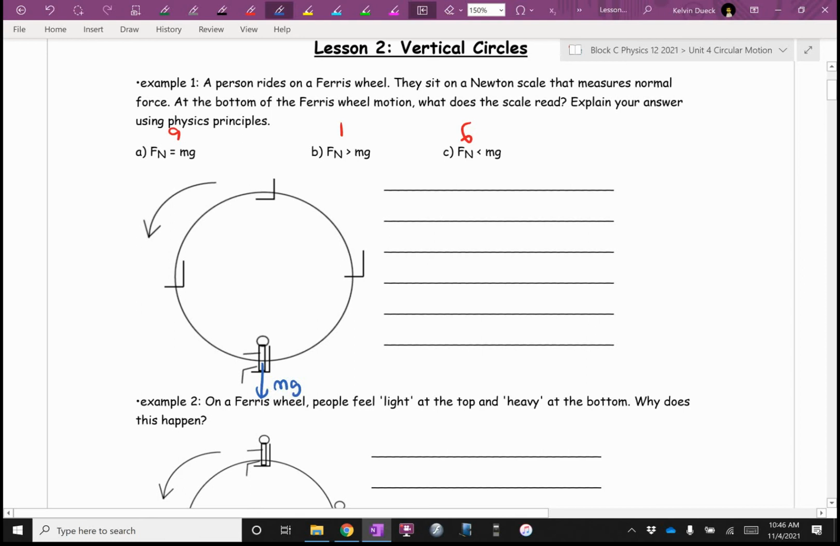You ready? What path is this person tracing out? A circle. Where must the winning net force be pointing? Toward the center. What else? mg. What other force? Bigger, smaller, or the same size as mg? What path is this person tracing out? A circle. Where must the bigger force be pointing? Toward the center. So I'm going to draw the normal force bigger than mg. Has to be.